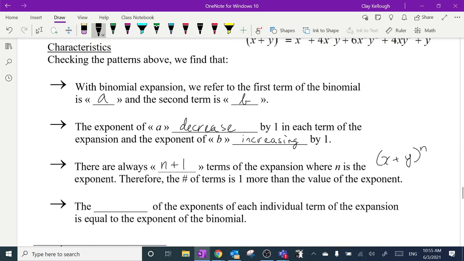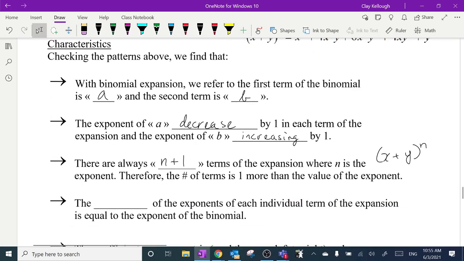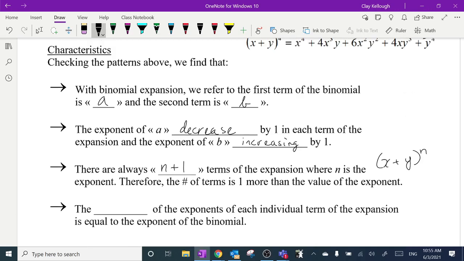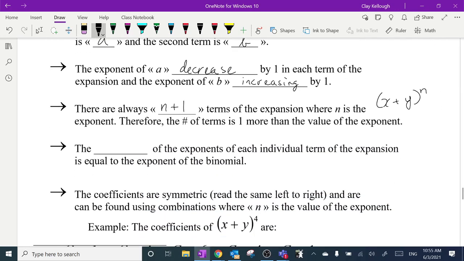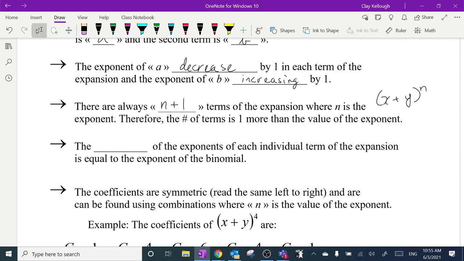Finally, what do you think goes in this blank? See if you can figure out what the blank's trying to say. The blank of the exponents of each individual term of the expansion is equal to the exponent of the binomial. So let's take a look at this power of 4 one. That's x to the 4. So this is a term, this is a term, this is a term. What do you notice about this? Can I point out to you, remember that x to the 3y means y to the 1, and this means x to the 1. What word do you think goes in that blank? Any ideas? Feel free to pop it into the chat.